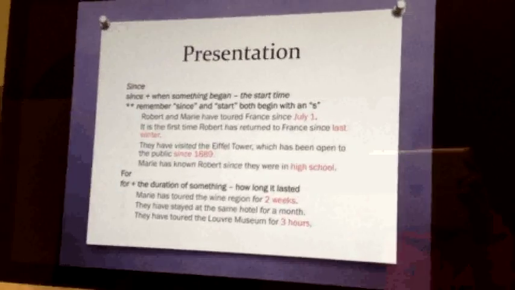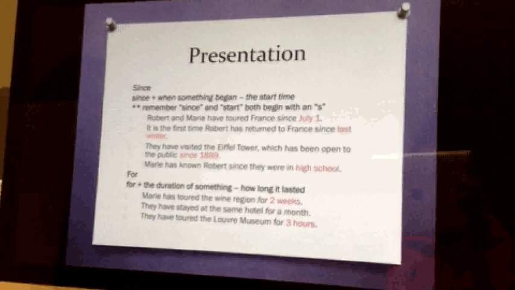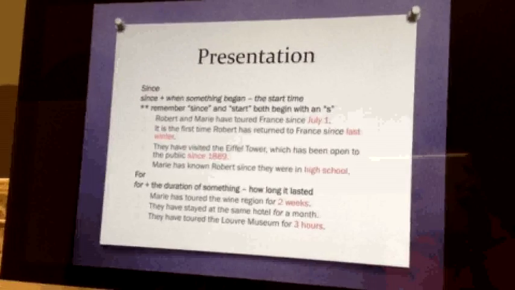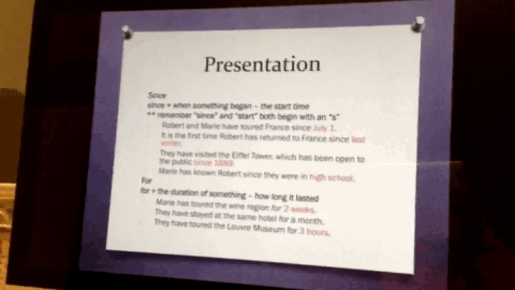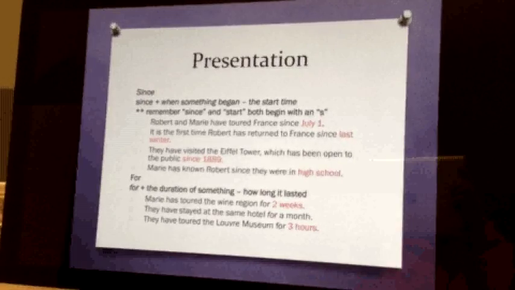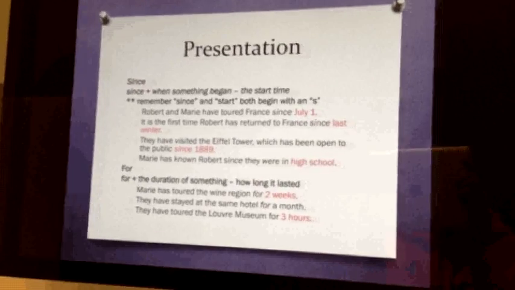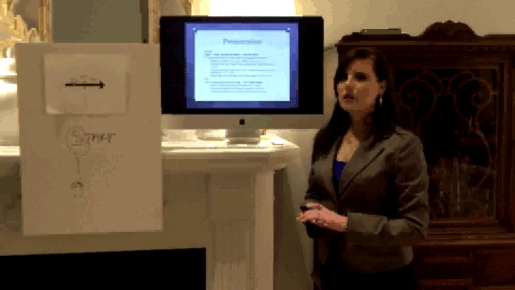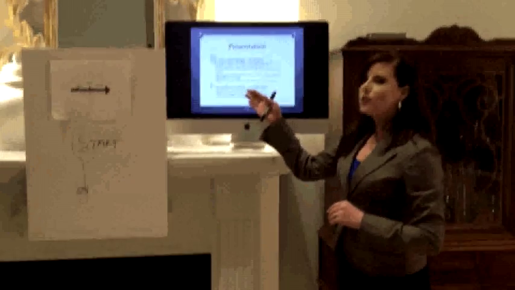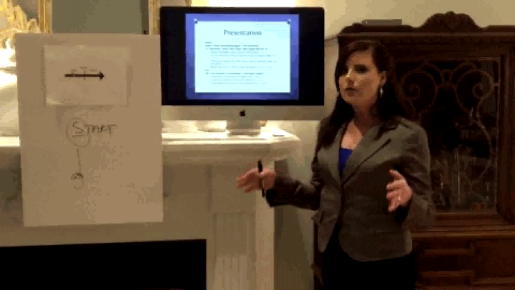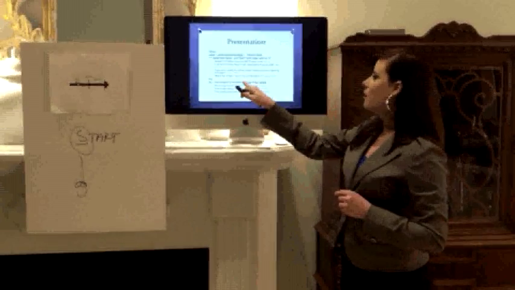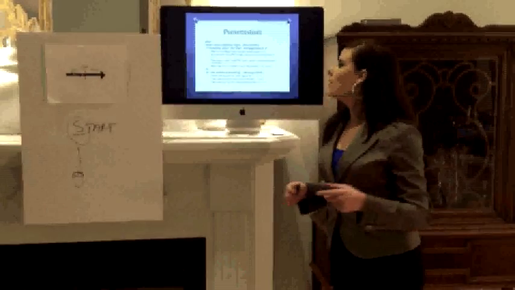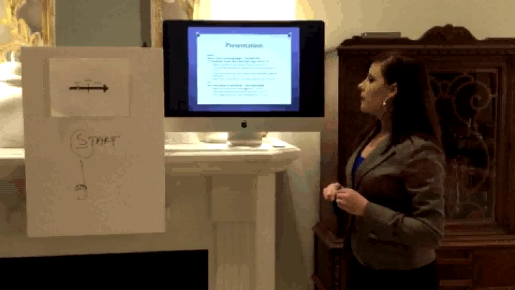So do Marie and Robert still know each other now? Ray, that's correct. Yes, they do. So the starting point of this action has consequences now. So we can also use this word since with other tenses, but we will learn more about that one on another day. Let's consider the next three sentences where we're going to look at the use of the word for in describing a duration of time. So this is the rule we see here in the form, for plus the duration of something, how long it lasted. Okay, so let's look at the first sentence.